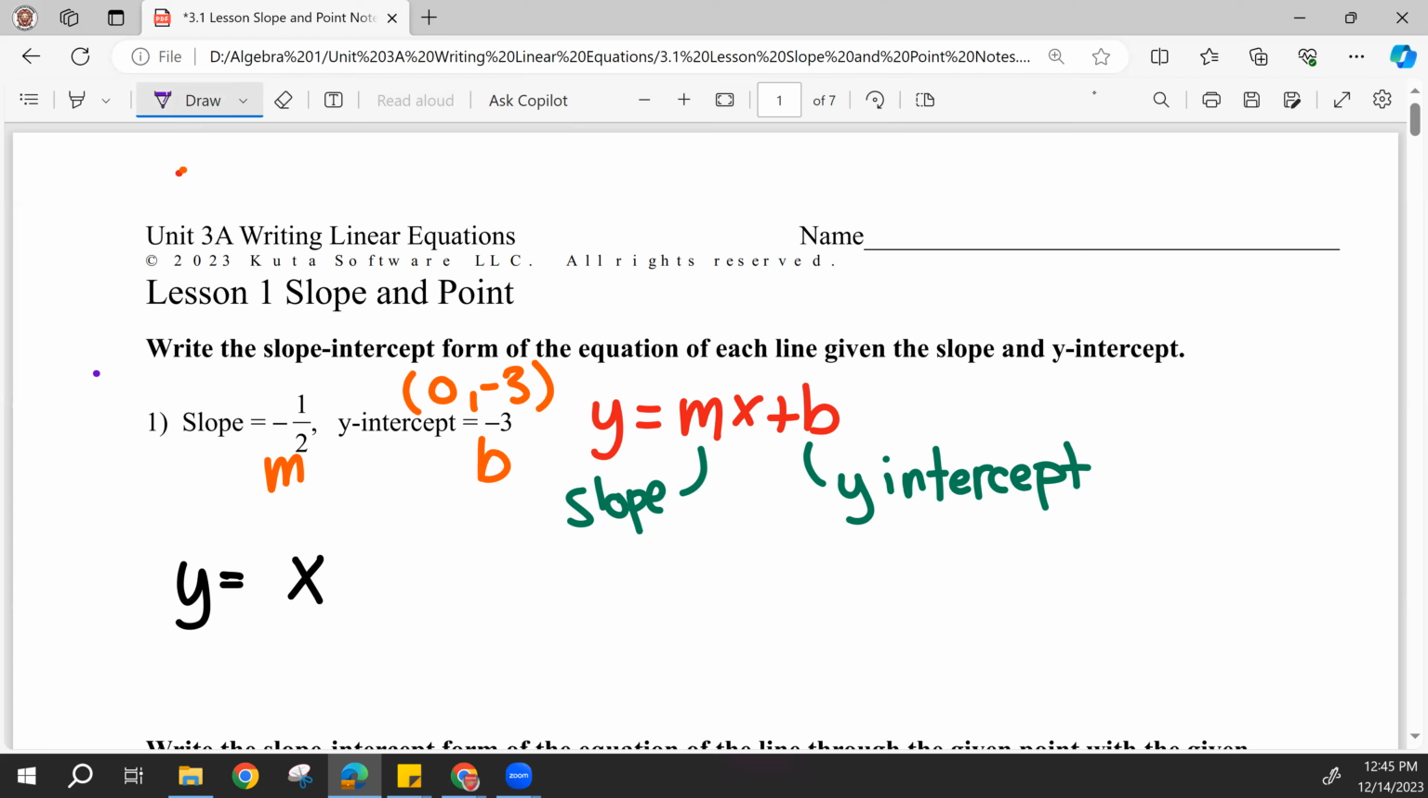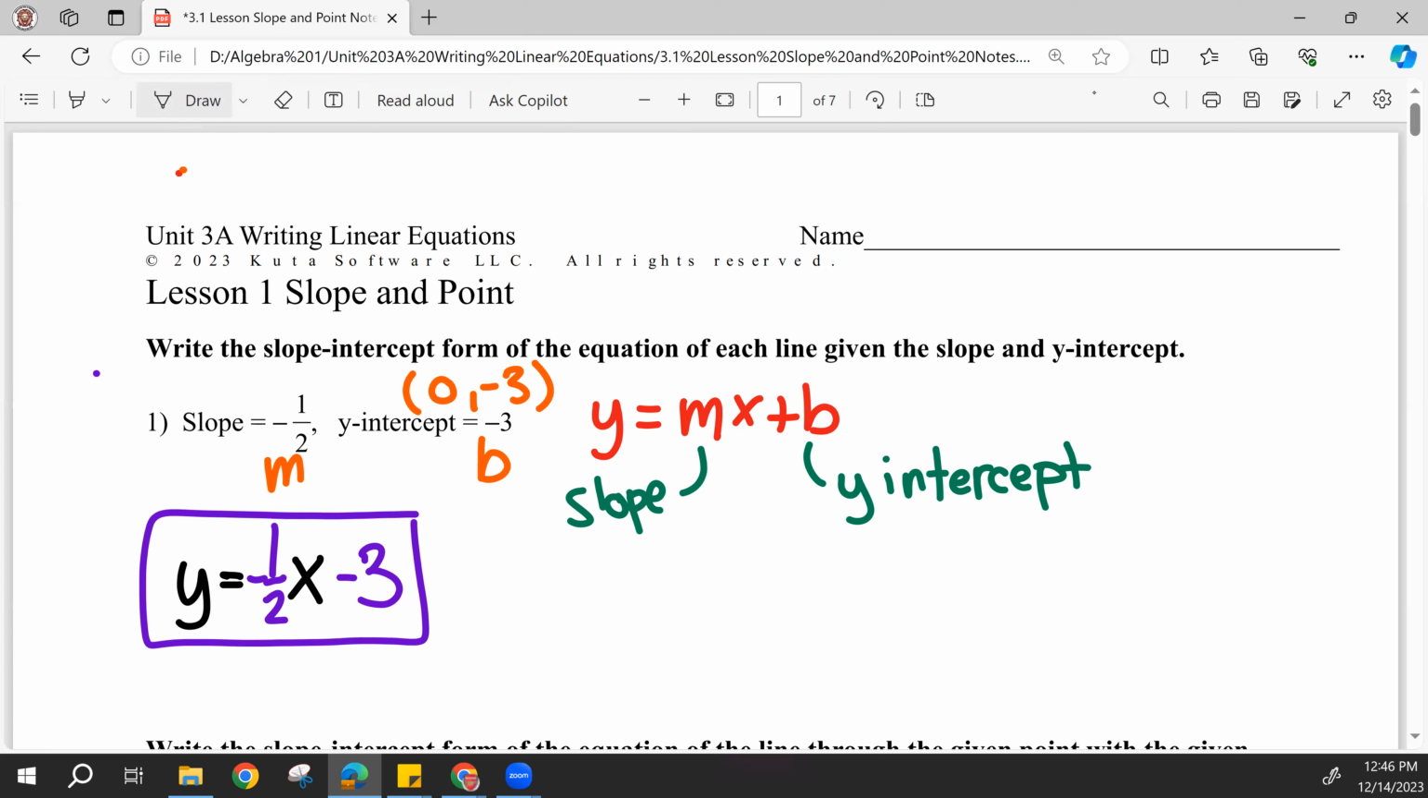My slope is -1/2, so I plug that in. M always goes before x. And it's not going to be plus -3. We get the operation from the intercept, and since that's negative, we say -3. And so that's my equation with slope -1/2 and intercept -3. So this is something that we've done. We've gotten the information from graphs. Just a little refresher, because we're going to change this up slightly.